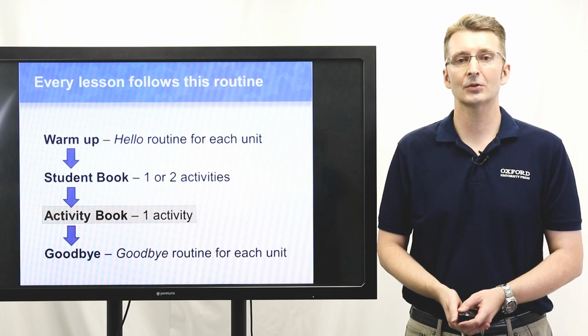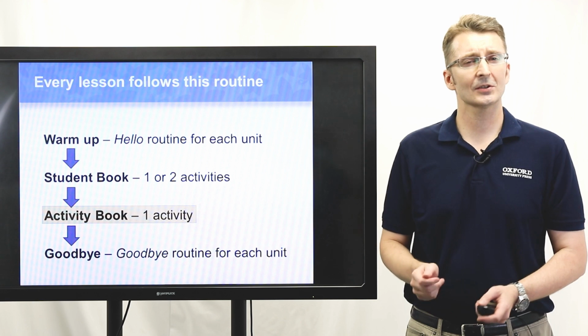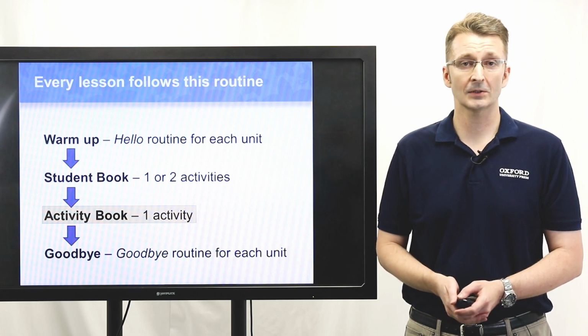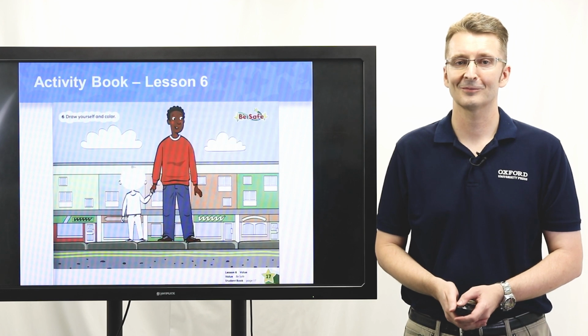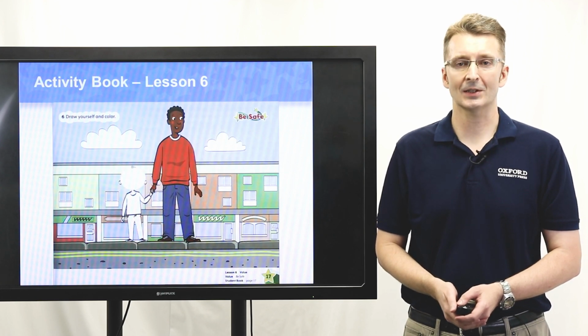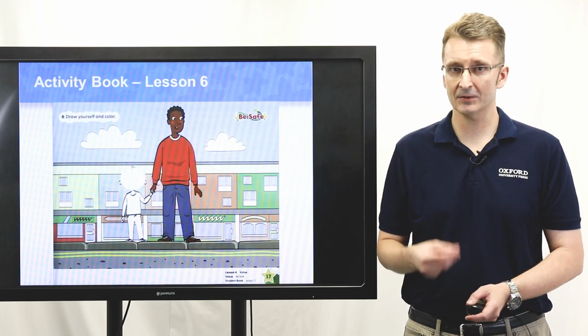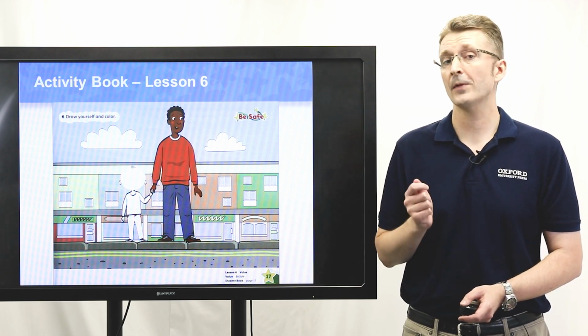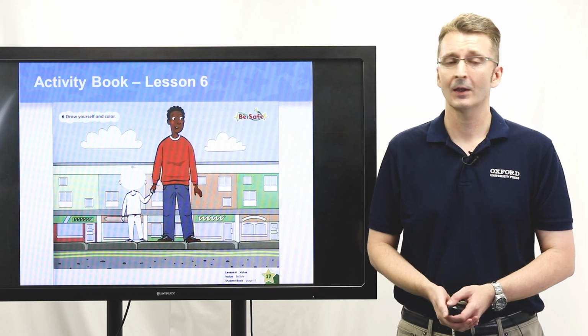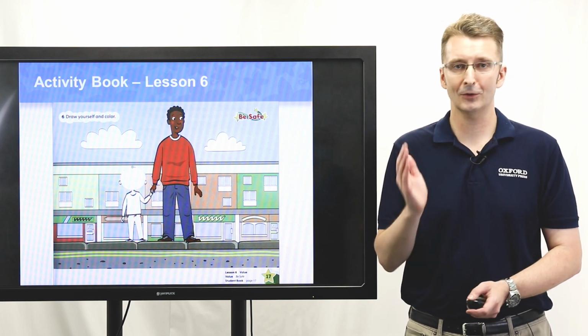Now we've finished the student book activity. Discussing the story's value leads into the activity book activity. Let's take a look. In Lesson 6, the activity book extends the value from the story into a real-life context with a pen-to-paper exercise. Let's see how you can teach this in your classroom.